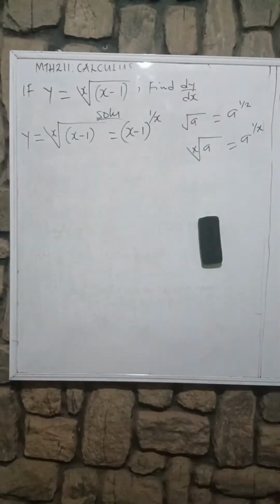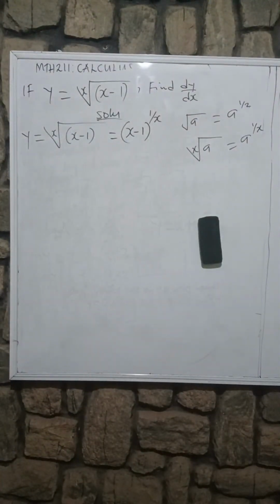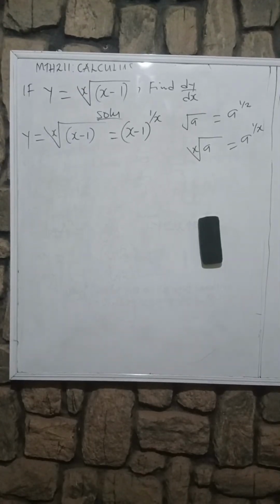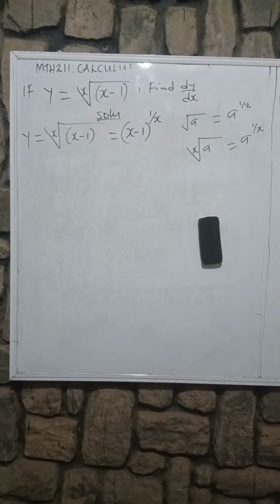Do you agree with me? Look at the board. Do you agree with me? The class is very scanty. It's only 18 students that are here. I don't know what others are doing. Okay, so let's proceed.